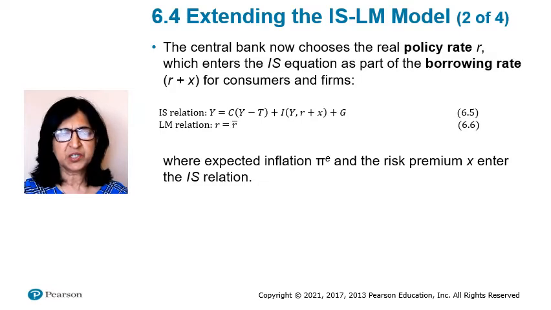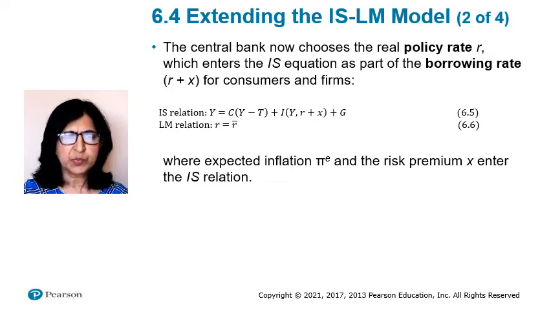After the financial crisis, the role of risk premia has become evident. The central bank now chooses the real policy rate R, which enters the IS equation as part of the borrowing rate R plus X for consumers and firms. Equation 6.5 shows the IS relation with investment being dependent on y and r plus x. Equation 6.6 shows the new LM relation in terms of the real interest rate r.